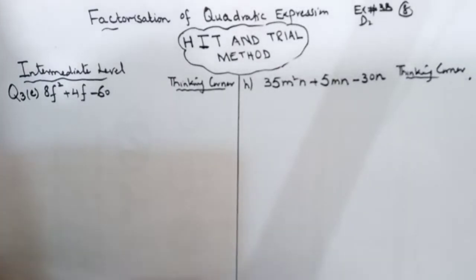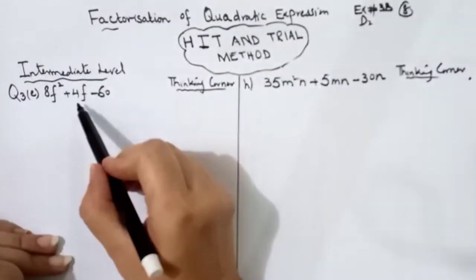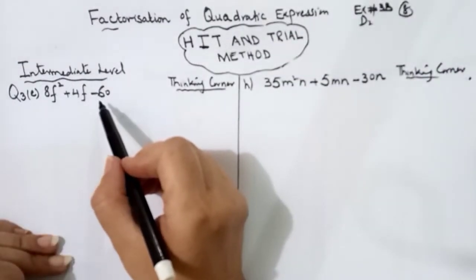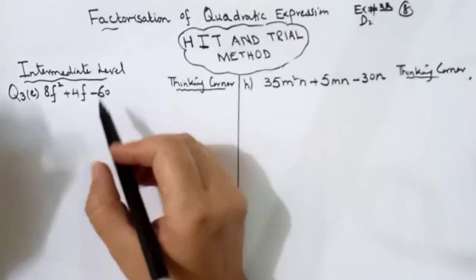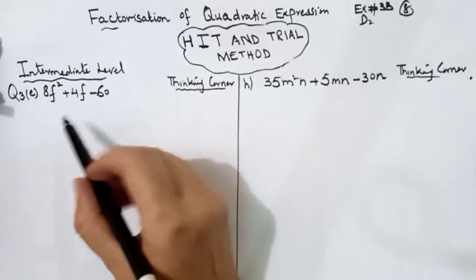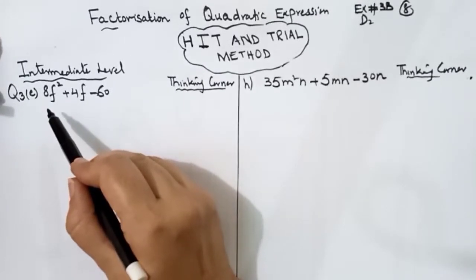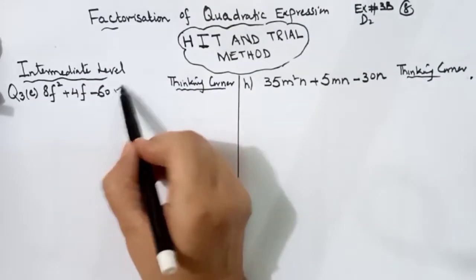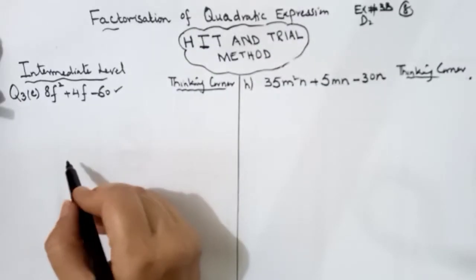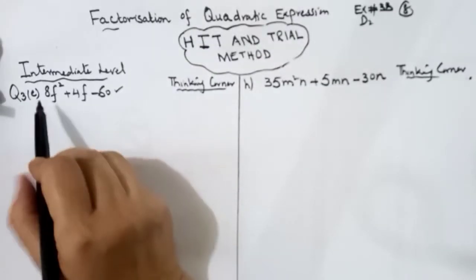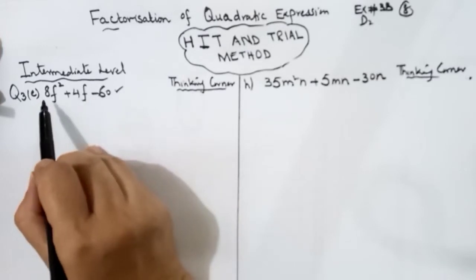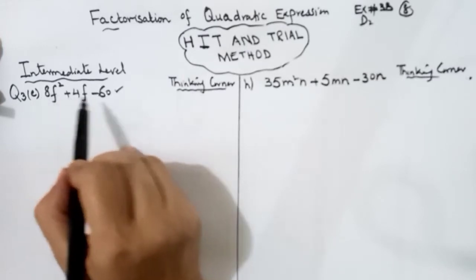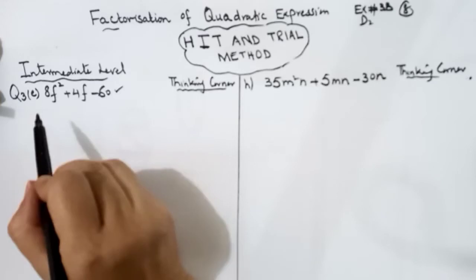Question 3e says 8f square plus 4f minus 60. Recall my first video. I hope you remember that we must write the quadratic expression in standard form. Somehow the expression is in standard form. Now I have to think, can I simplify my expression more or not? If I look at the coefficients 8, 4 and 60, we can see that 4 is common.